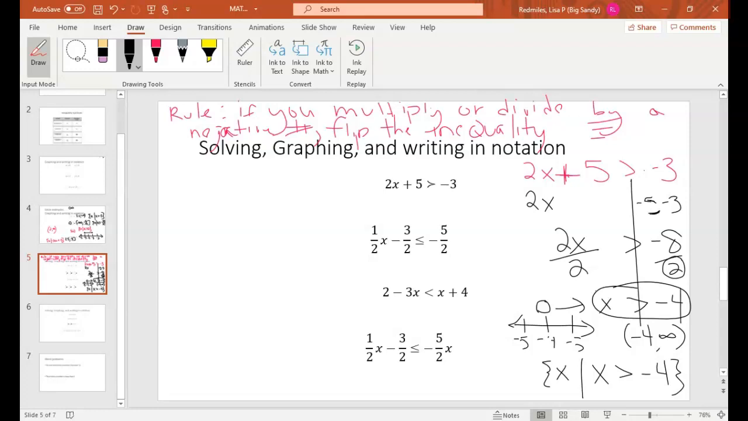Okay, I'll keep that on that side and then go to the next one. I'll do it on the left and then I'll erase everything. Okay, so this one right here, I'm going to do it on the left side.